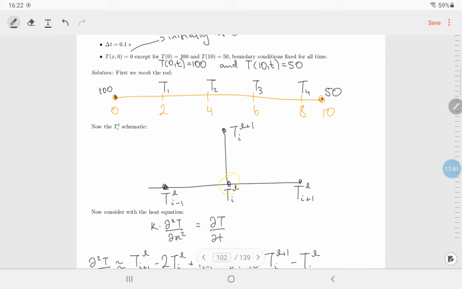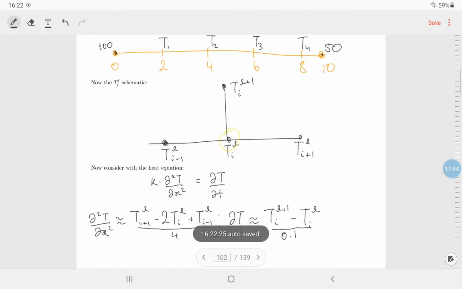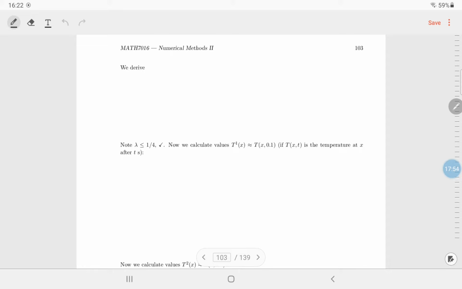Okay, so I'm going to approximate this thing. I actually know what K is as well, don't I? K is 0.835. Okay, so I'm going to put both of those in here to get some kind of an equation. Let me just double check the K, 0.835, yeah. So I get 0.835 times the second derivative, (T_{i+1}^L minus twice T_i^L plus T_{i-1}^L) over delta x squared, is equal to (T_i^{L+1} minus T_i^L) over 0.1. So I'm basically just rederiving what we did a second ago.